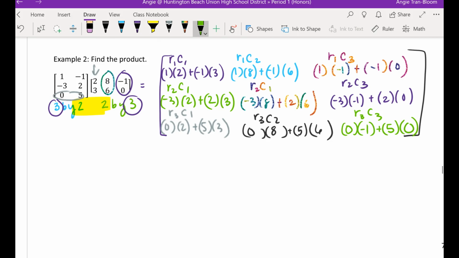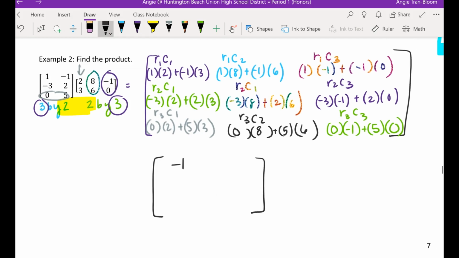Okay, let's do the basic math, add it all up. So we know that it's going to be a 3 by 3. So now that I can do that, there you go. 1 times 2 is 2. 2 plus negative 3 is now going to be negative 1. 1 times 8 minus 6, that's 2. Negative 1 plus 0 is now negative 1. Negative 6 and a positive 6, so that's 0. Negative 3 times 8 plus 12, so that's going to be negative 12.